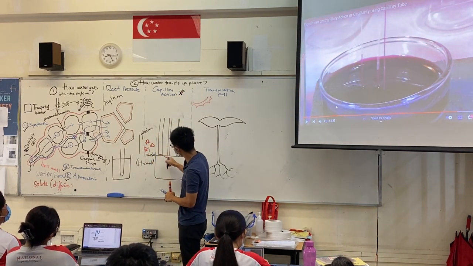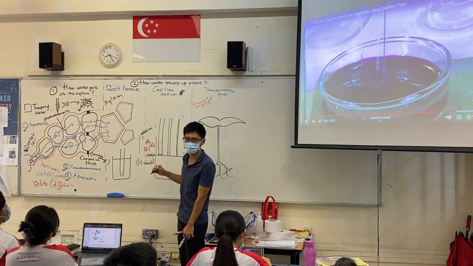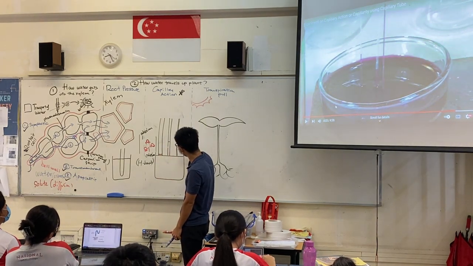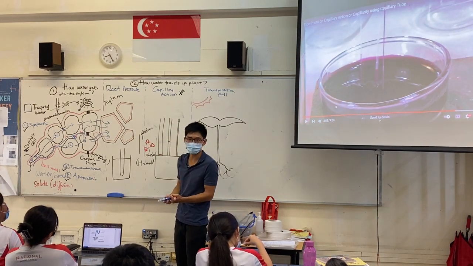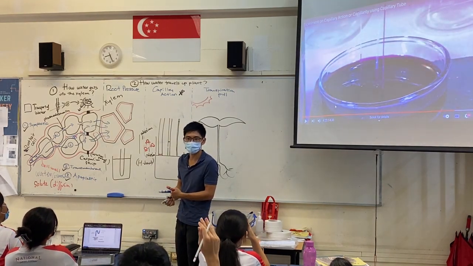The larger the tube, the lower the water climbs. But the smaller the tube, the higher it climbs. And imagine when we are working with xylem vessels, it will climb pretty high and pretty fast too.